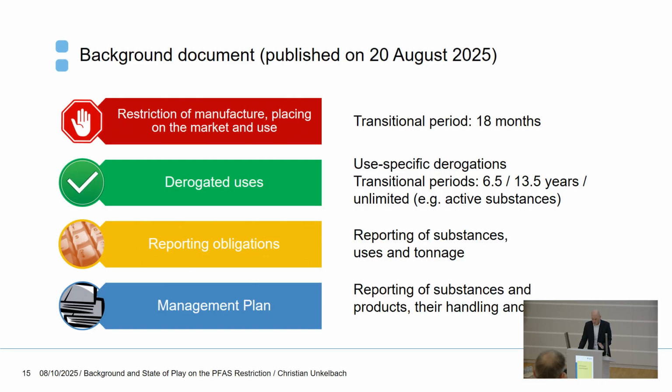So in case total restriction or ban is proposed, the transitional period for this would be 18 months. This is the minimum of time granted for phasing out the use. But it also contains derogations, or at least proposals for derogations. These have either increased transitional periods of +5 or +12 years. That's where the resulting transitional period is then 6.5 or 13.5 years. Or for some specific uses, we also propose unlimited derogations. But it also contains reporting obligations and management plans for substances.